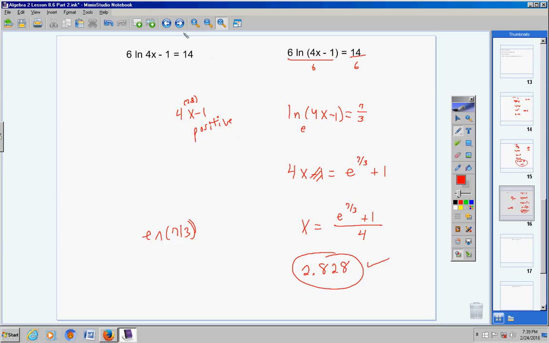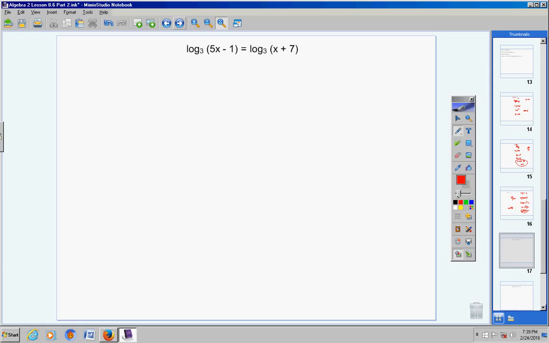Alright, let's try some more. Let's take a look at this one. Please copy that one down. Now, I have taught you to isolate the logarithm, correct? Well, which one do you isolate here? Well, these can get a little tricky, so if you'll listen to me, I'm going to explain this very well. Just listen to me.